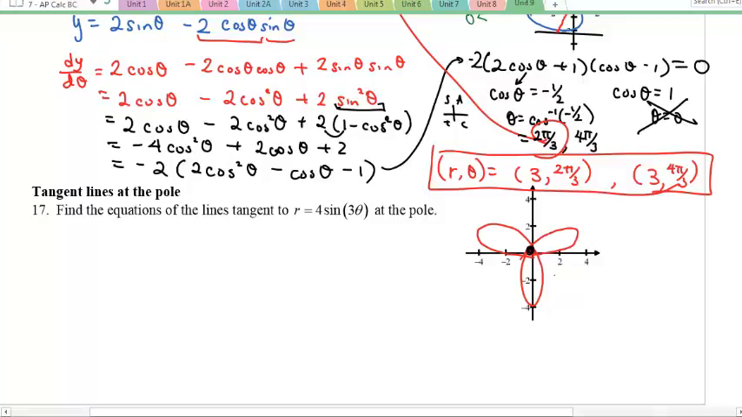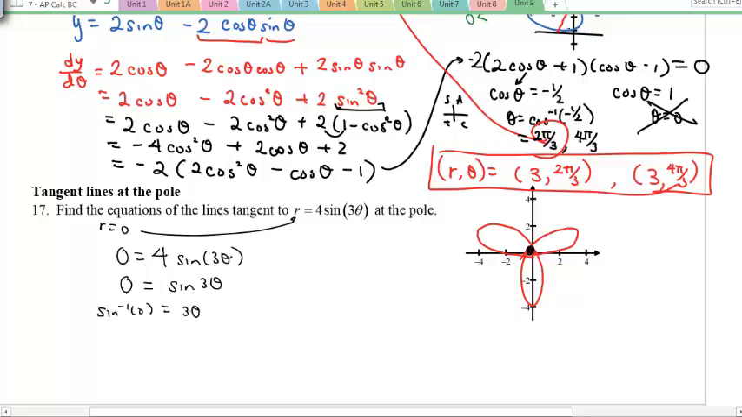Well, we have to figure out what the angle is equal to at the pole, so perhaps at the pole that means r equals 0. So let's just plug that in here and solve. So 0 equals 4 sine 3 theta. Divide both sides by 4, that's still 0 equals sine 3 theta. And so what's theta? Well, what's 0 for sine? The inverse sine of 0. That, of course, is 0, pi, 2 pi, and so on. So that's all equal to 3 theta. So theta is equal to 0 over 3, that's 0.